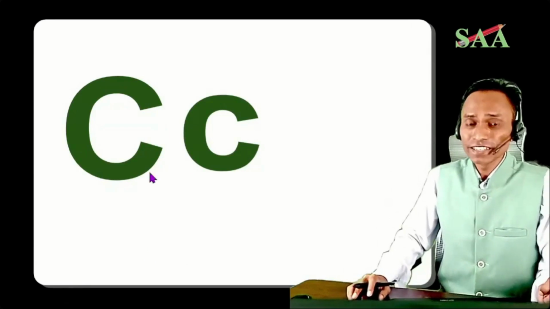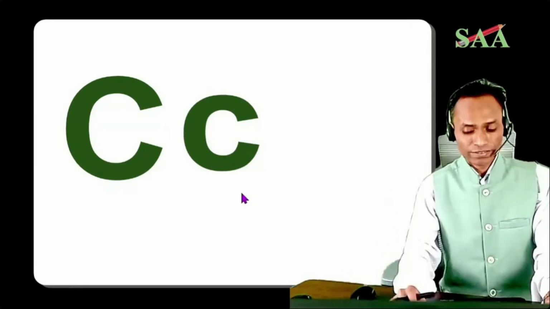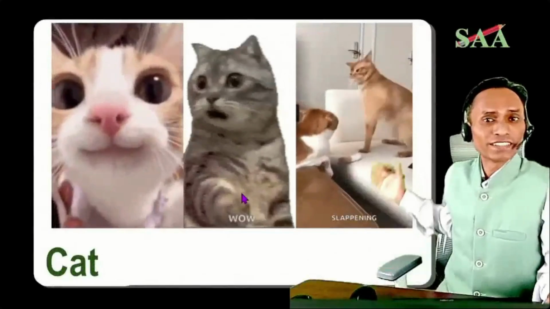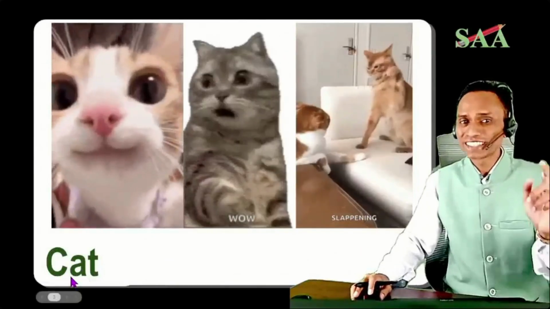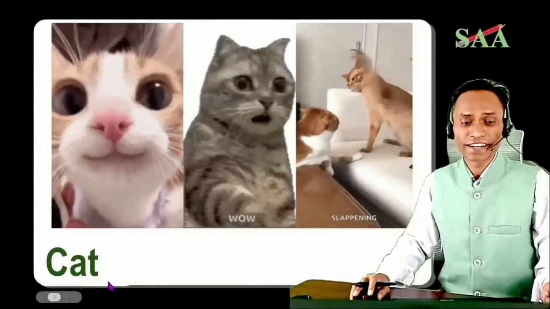This is capital letter C and this is small letter C, right? Now see, this is cat, right? The word starts with C, isn't it? See, C-A-T, cat, right? C-A-T, cat.